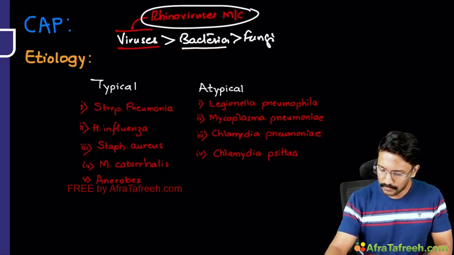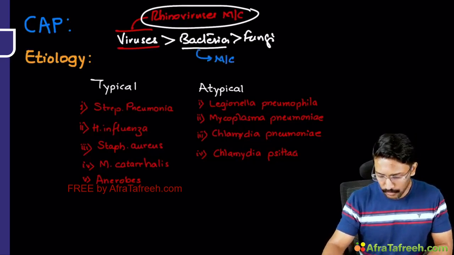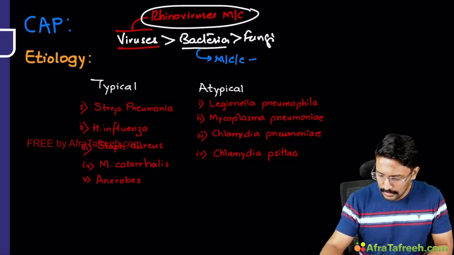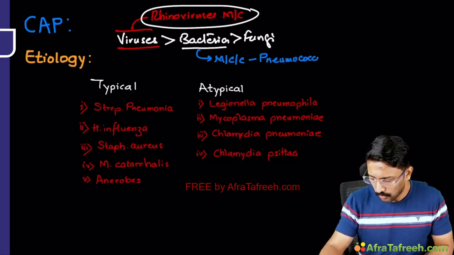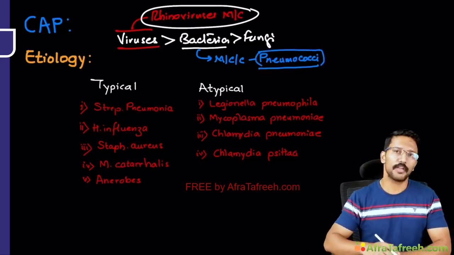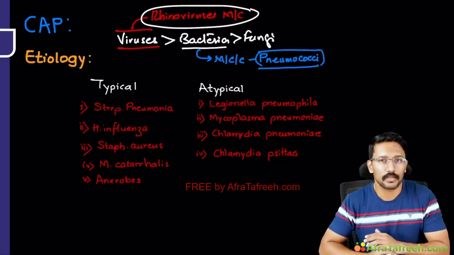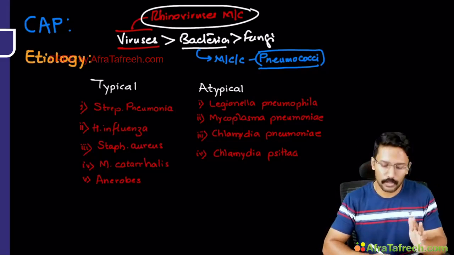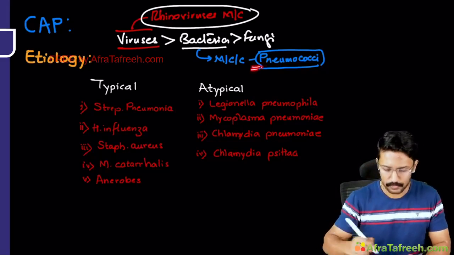Now, among the bacteria responsible for pneumonia, you have to remember that the most common bacterium for community acquired pneumonia is Streptococcus pneumoniae, or pneumococci. Right? So, pneumococci are the most common cause for community acquired pneumonia. And for that matter, remember, whether you talk about children or adults, it is the most common cause.